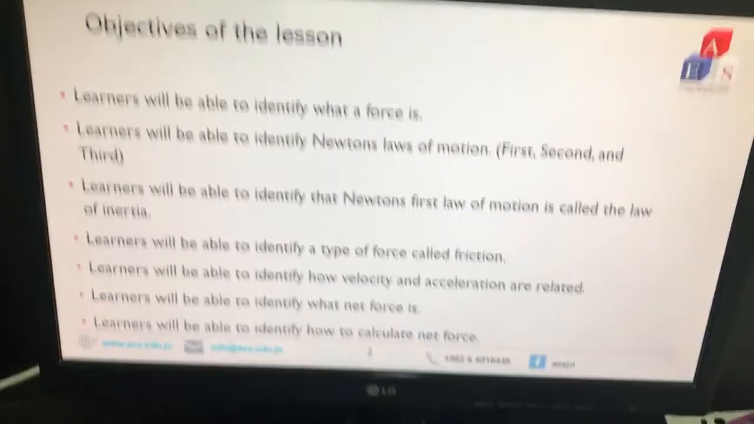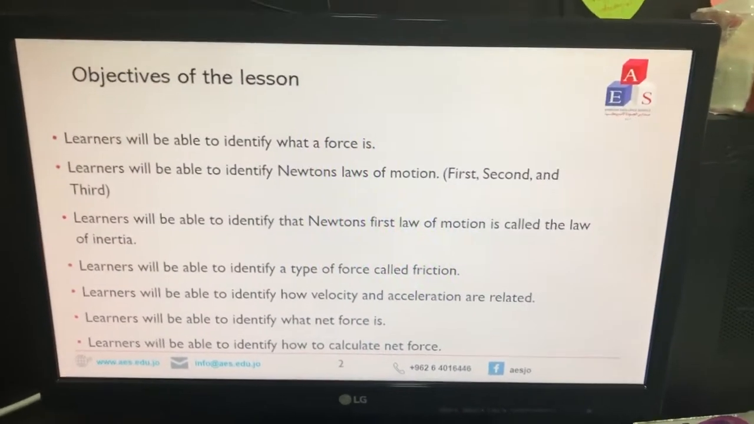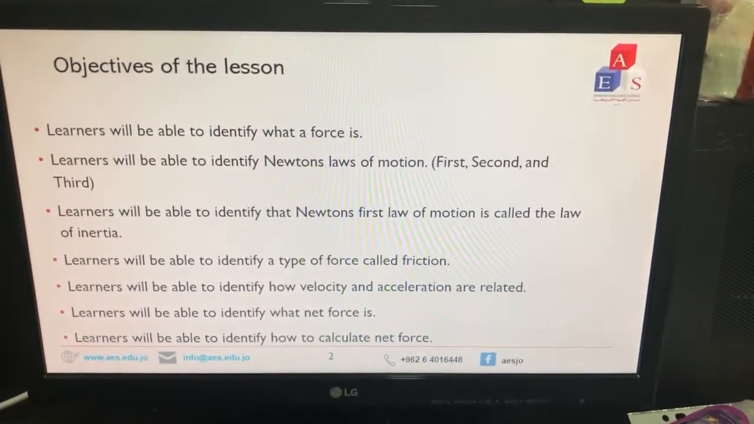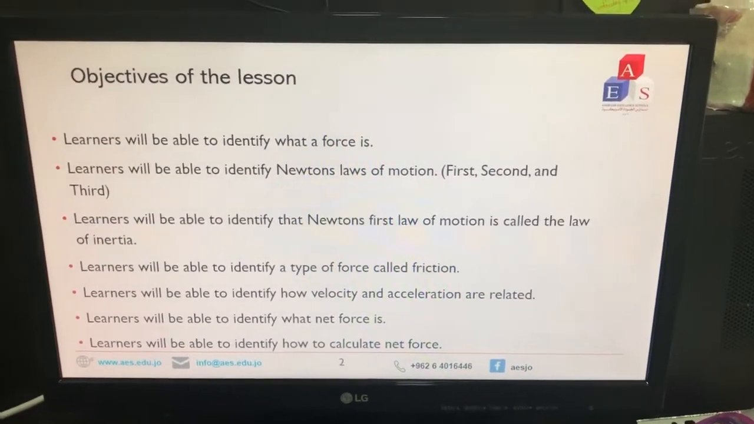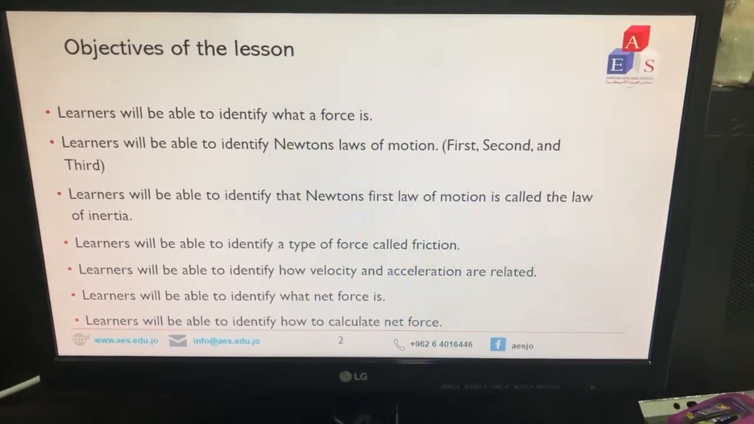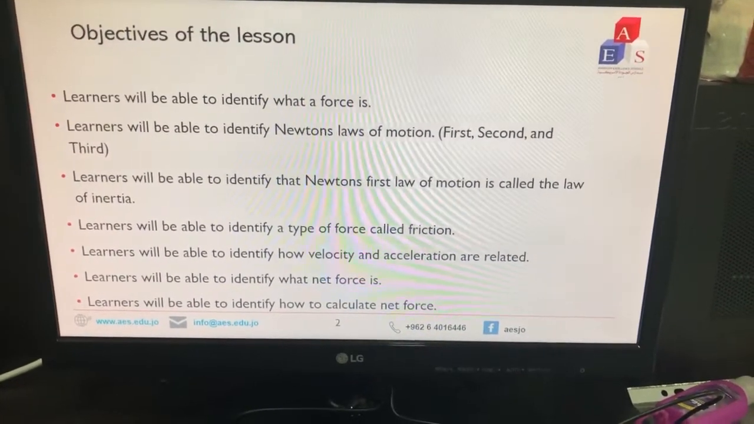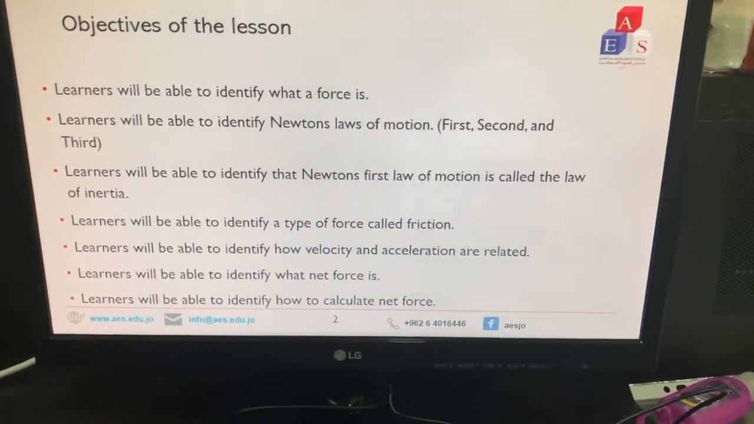Alright, now here are the objectives of the lesson. We're going to be identifying what a force is. We're going to be identifying Newton's laws of motion. We're going to be focusing on his first law of motion. We're also going to be identifying that Newton's first law of motion can also be called the law of inertia.